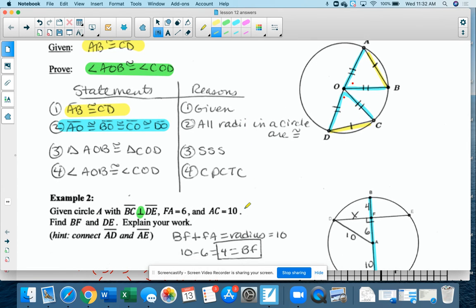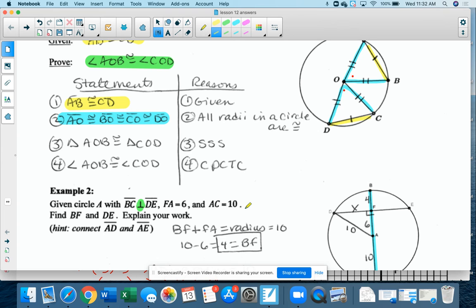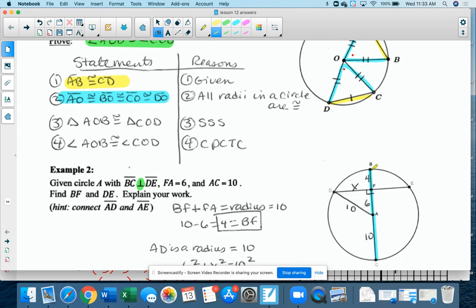We're going to move over to example 2. Now in example 2, they're telling us that BC, which is this diameter here, is perpendicular to DE, which is a chord. FA is 6, so I wrote in the 6. AC is 10. Now look at AC. AC is the radius of the circle. AB is also the radius of the circle.